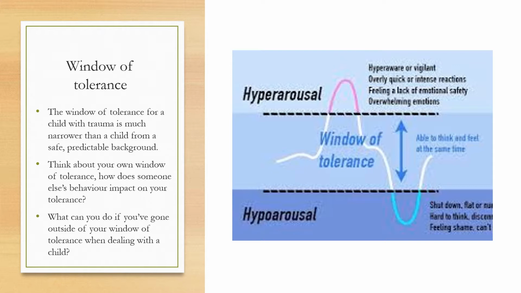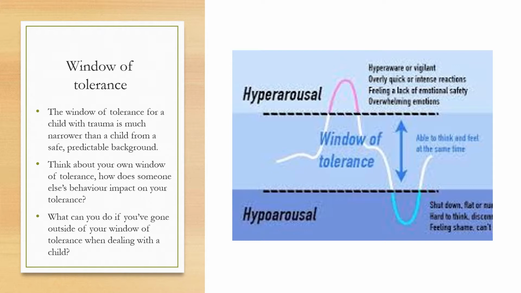Okay, so there's a pretty good graphic, I don't have it here, that we can see the plotting of the window of tolerance for a teacher and a child, and you can see that as the child becomes hyper aroused, so does the teacher. Okay, and you've got to think, can a teacher who is outside of their window of tolerance support a child who is out of theirs? And the answer to that is no.